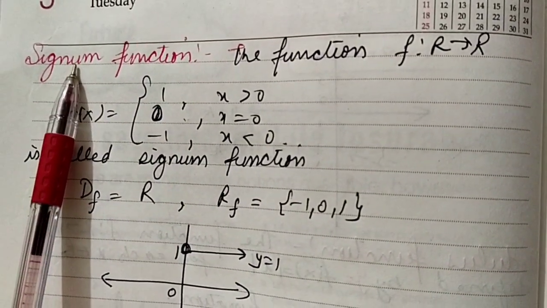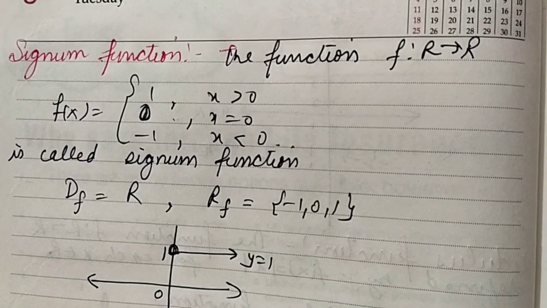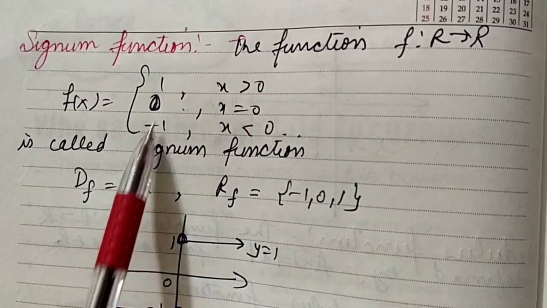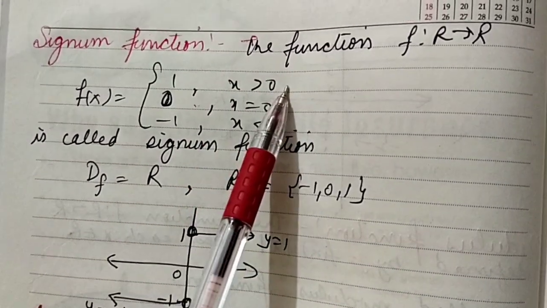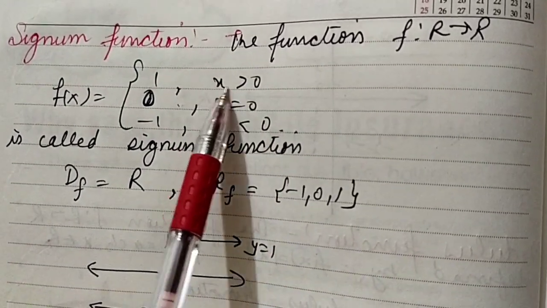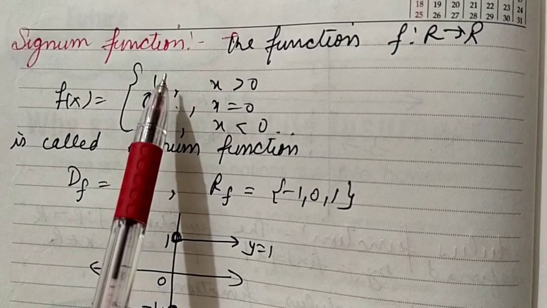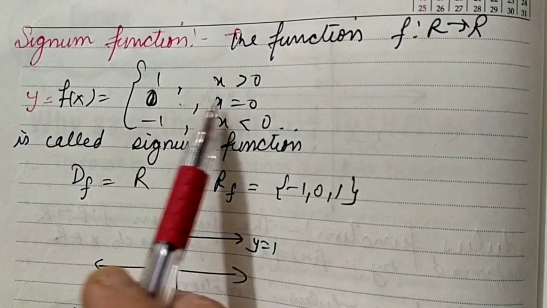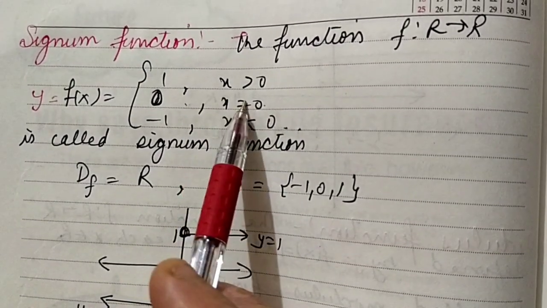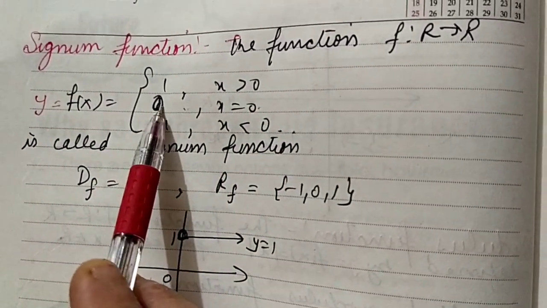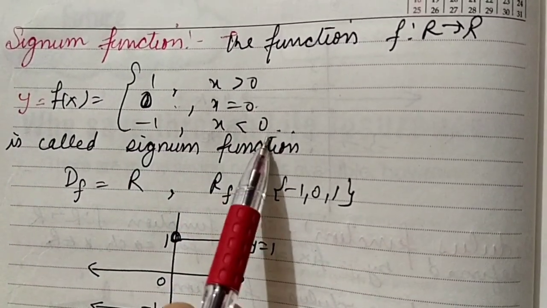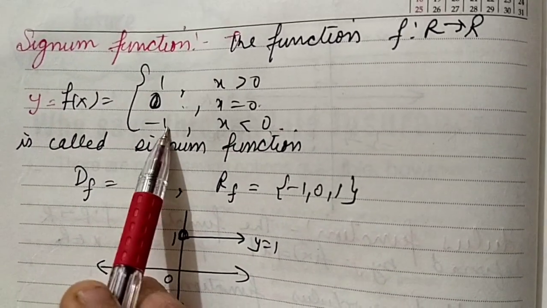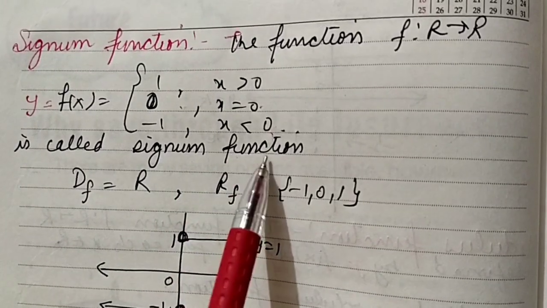Next is Signum function. It is a particular case of modulus function. This function is defined by f of x is equal to 1 if x is greater than 0, means for every positive value of x, y is 1. You can say f of x as y also. When x is equal to 0, जब x की value 0 के equal है, then y is equal to 0. When x is less than 0 means for any negative value of x, y is minus 1. This type of function is called Signum function.